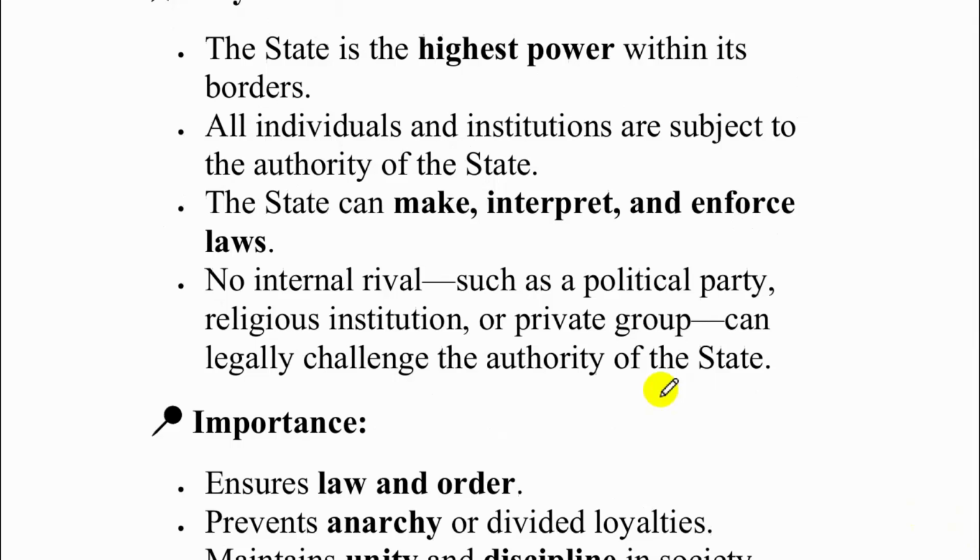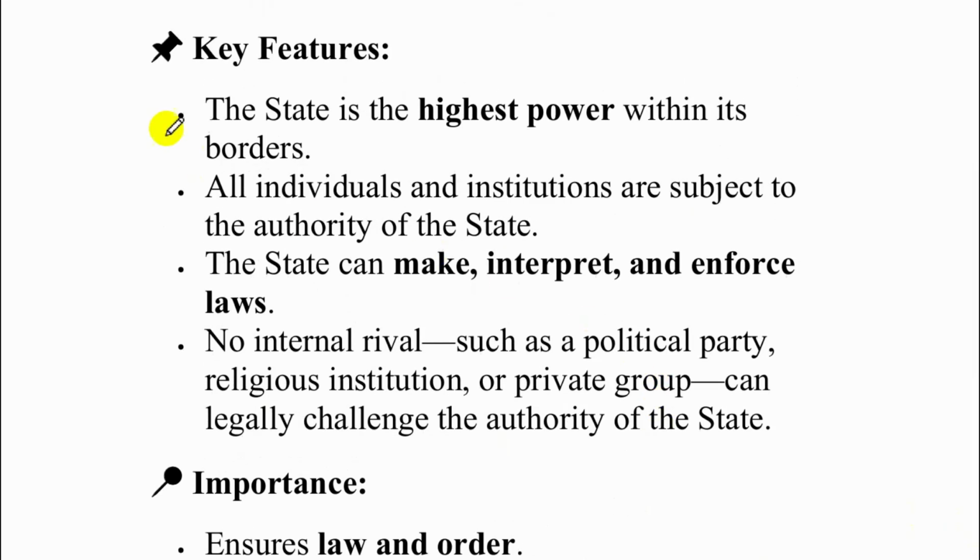The key features of internal sovereignty are: the state is the highest power within its boundaries or within its territorial borders. All individuals and institutions are subject to the authority of the state. The state can make, interpret, and enforce laws. No internal rival, such as political party, religious institutions, or private group, can legally challenge the authority of the state.